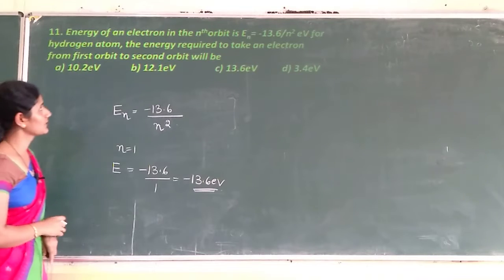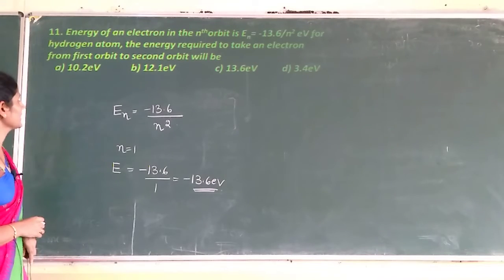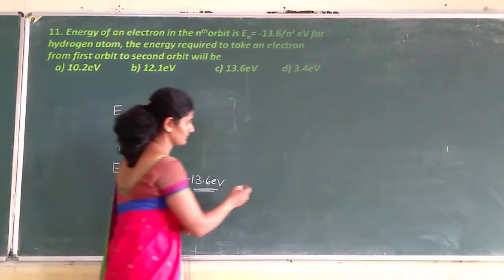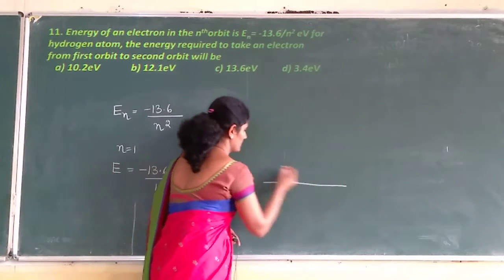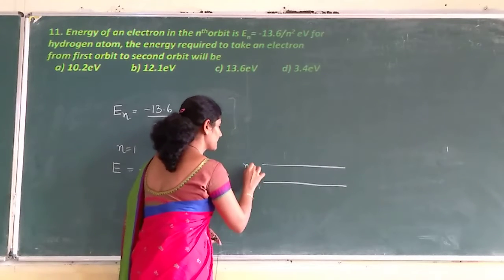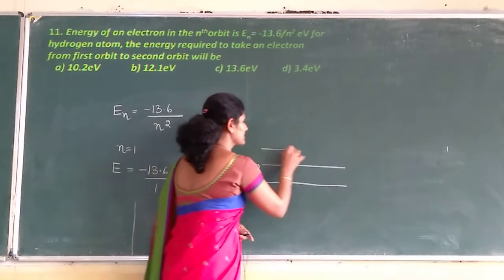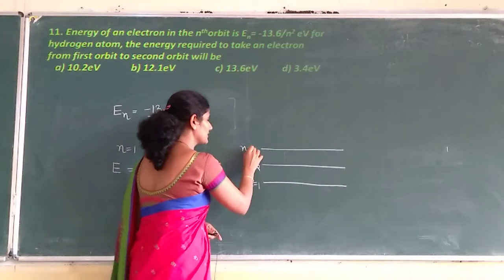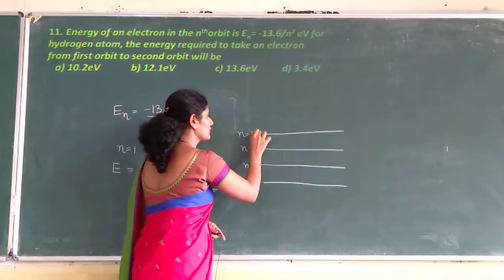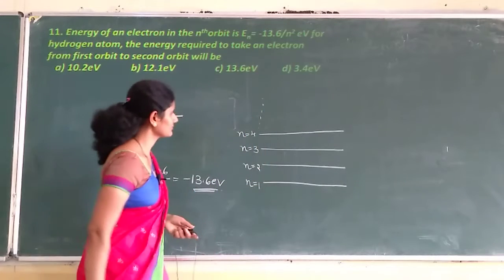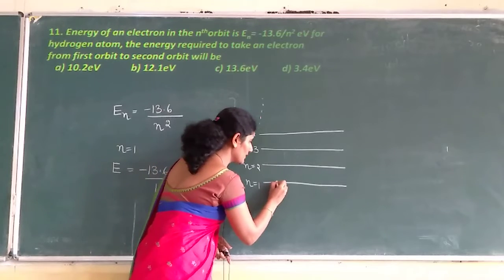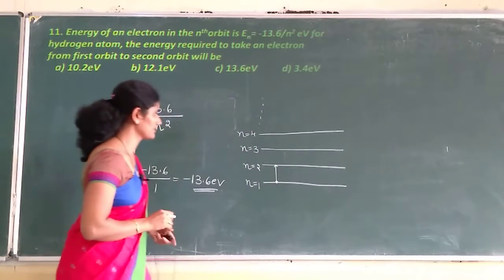For a hydrogen atom, the energy required to take an electron from the first orbit to the second orbit will be, for the first orbit n equal to 1, for the second orbit n is equal to 2, for the third orbit n is equal to 3, 4, 5, etc. n is a quantum number. We have to take an electron from the first orbit to the second orbit.